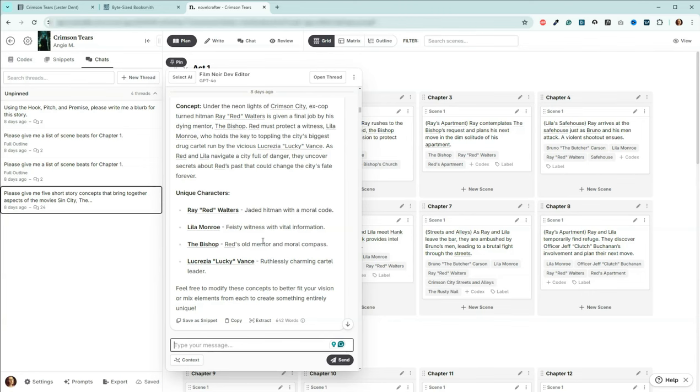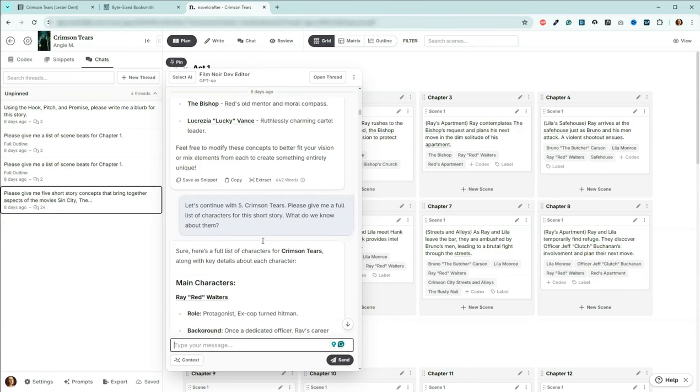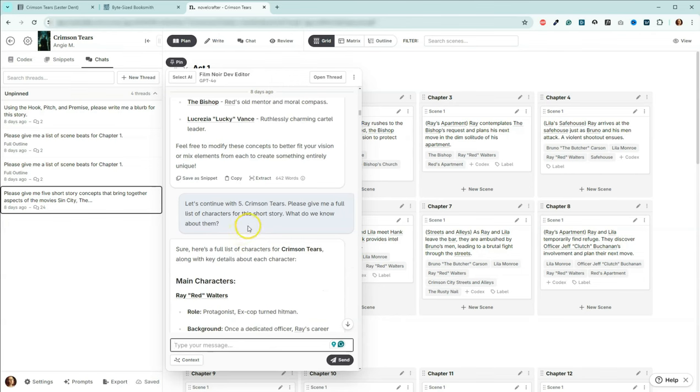And so if you go back through and you read the concepts, you'll definitely see some of all of those movies that I referenced in the beginning. You'll definitely see some aspects of those movies in the individual ones. Okay, so I ended up picking number 5, Crimson Tears. So I asked it to go ahead and give me a full list of characters for the short story. I pick a concept, and then I go and I ask for characters. And it's a matter of just layers. So it's one layer after another, and we're building up information.